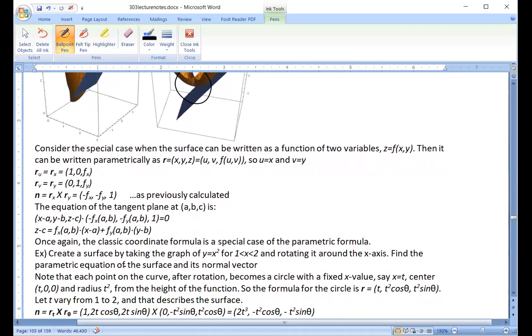And then we need to calculate dr/dθ. Calculating dr/dθ, that's going to be (0, −t² sin θ, t² cos θ). Those are your two tangent vectors. Next, take the cross product, and that'll give you the normal vector. So taking the cross product, you get (2t³, −t² cos θ, −t² sin θ).